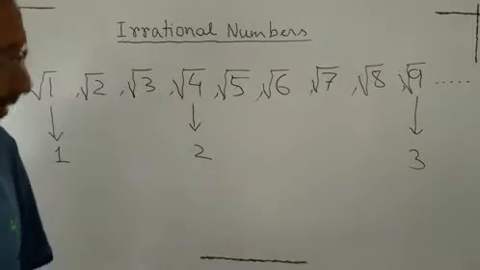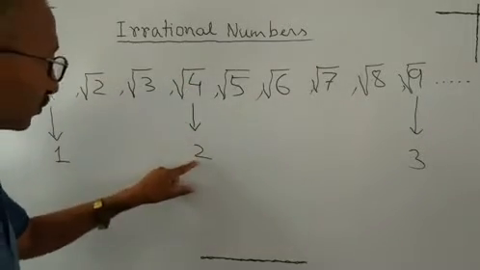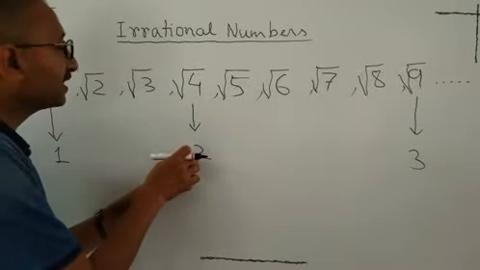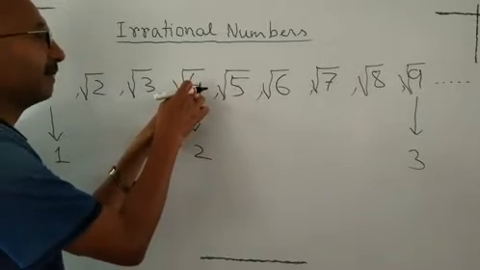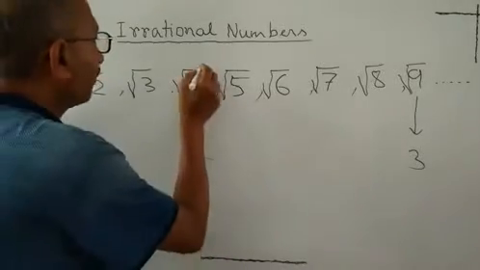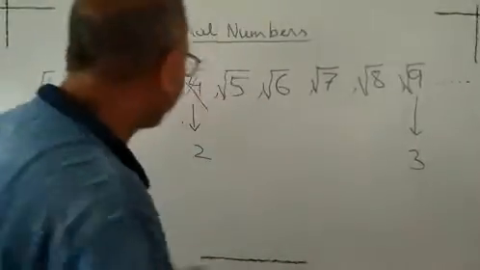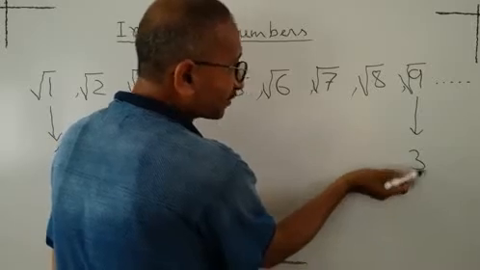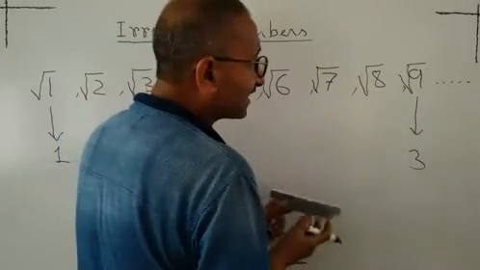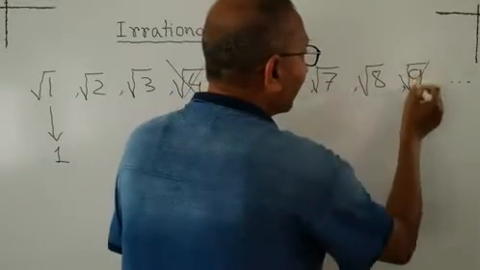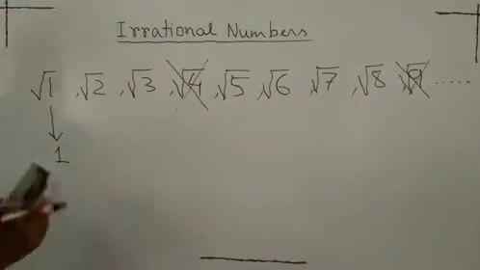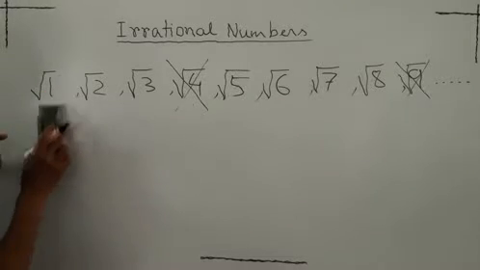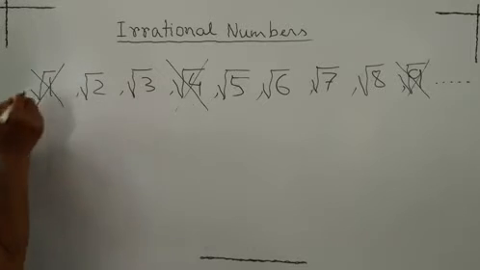That means root over 4 is 2. 2 is a rational number, so root over 4 is a rational number. That means this is not irrational. Again, come here. Root over 9 is 3. 3 is rational, so root over 9 is rational, which means it is not irrational. Again, come here. Root over 1 is 1. 1 is a rational number, so root over 1 is also a rational number. That means root over 1 is not an irrational number.